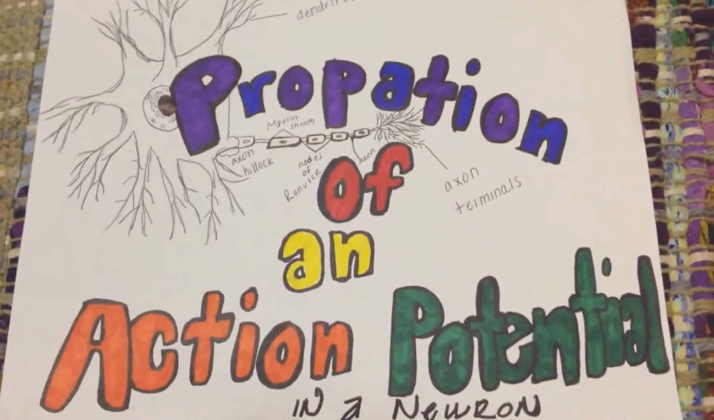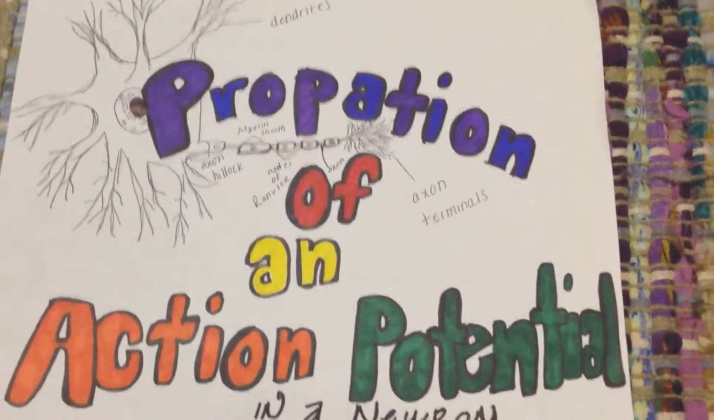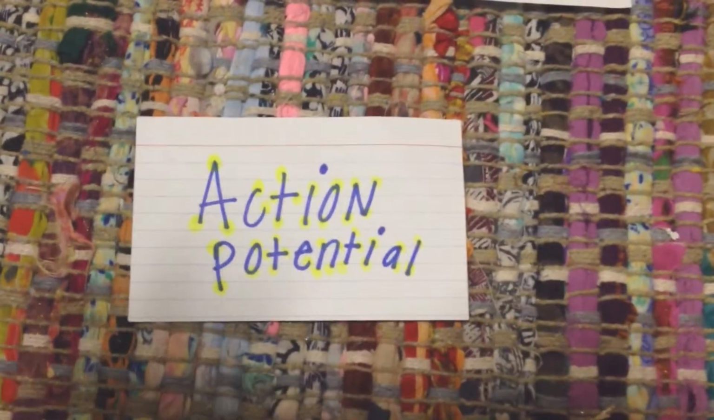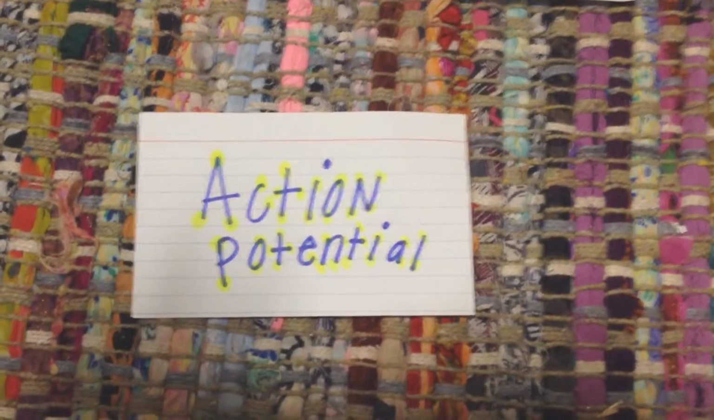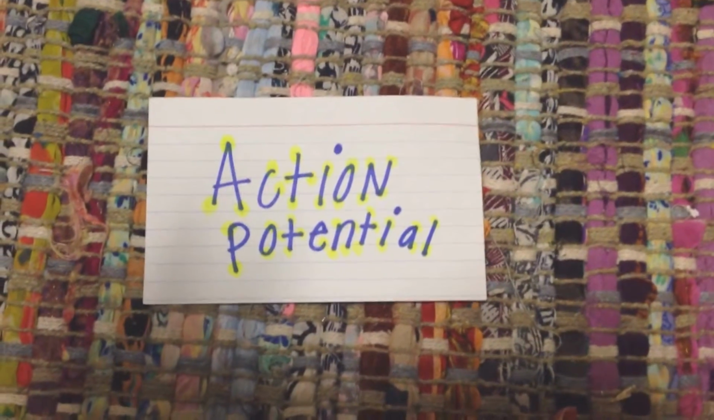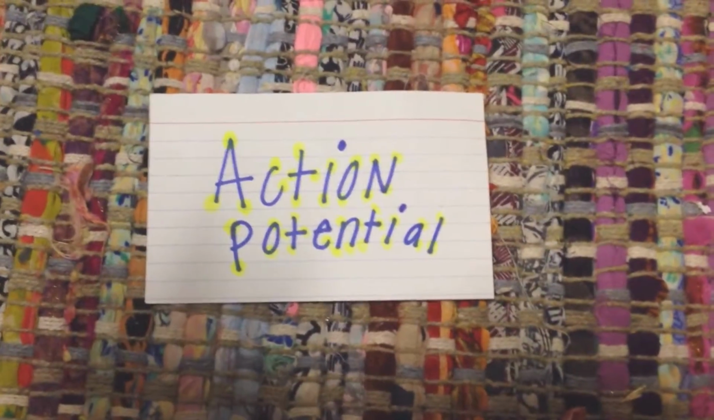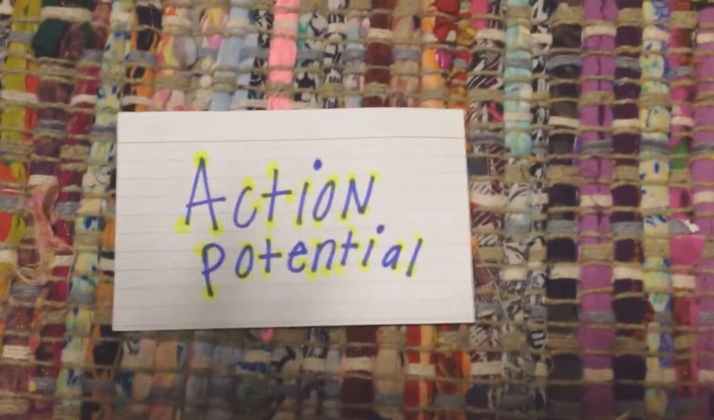This is a video on propagation of an action potential in a neuron. Let's identify what an action potential is. An action potential is nerve impulses that are self-generating waves of electrochemical activity that allow neurons to carry a signal over distances. Let's identify the structure of a neuron.